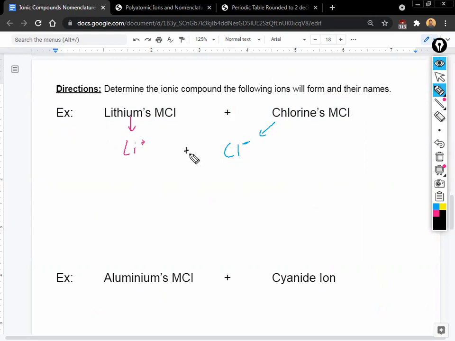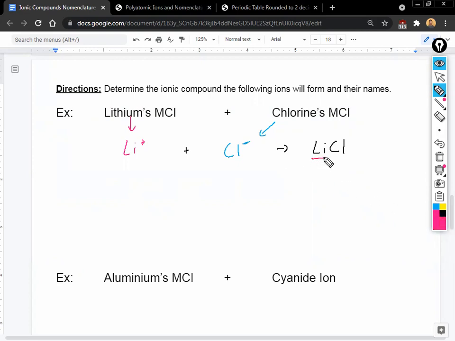Okay, so if we put these two ions next to each other, are they going to balance each other out? Yes, it's +1 and -1. So we put them together and they will make LiCl. You don't need to put any numbers because they balance each other out. Okay, but now we just need to name them.